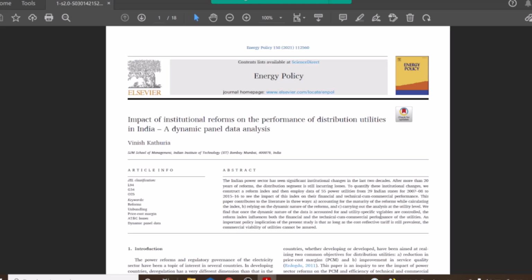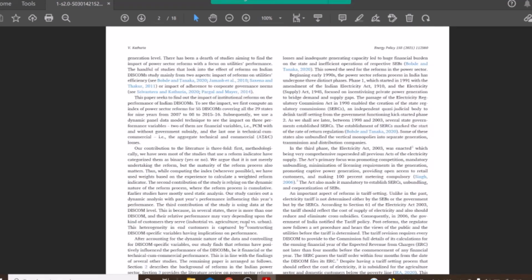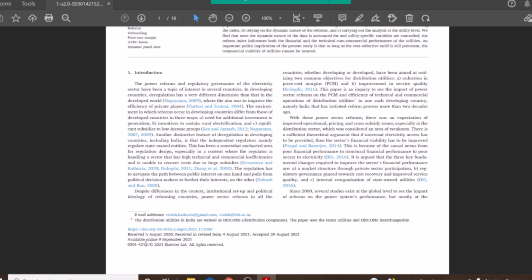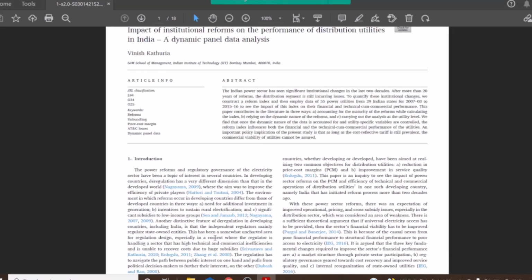Then the author of this paper is Vinish Kathuria, who is from SJM School of Management, Indian Institute of Technology, Bombay. Then I find the article info like JEL classification and the keywords. Then I look for the date on which it was published. In my case, it became available online from 9 September 2021, and the abstract of the paper is present here.